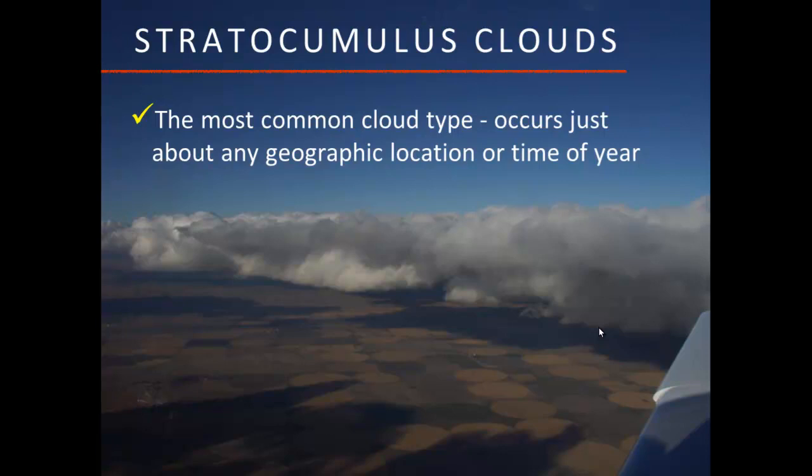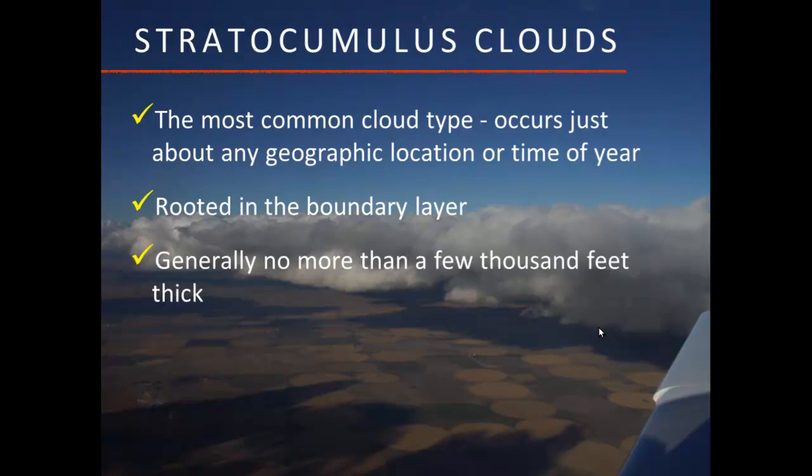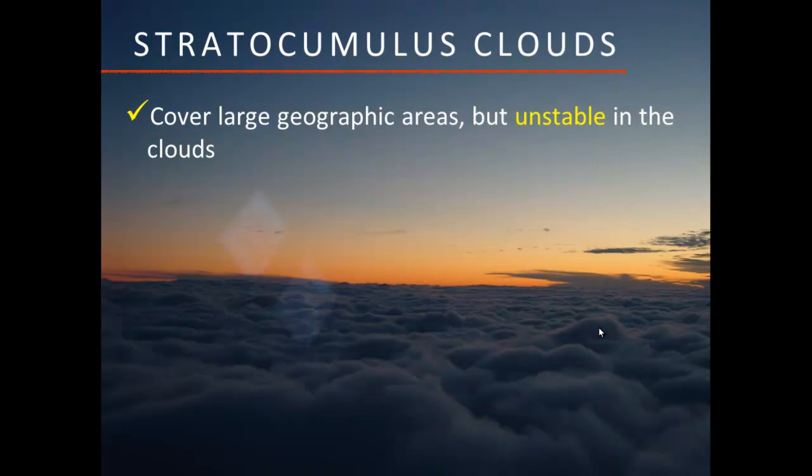Now, the most common cloud type that occurs is likely stratocumulus clouds, and they can occur anywhere in the world or any time of the year, essentially. They're rooted in the boundary layer. It means that they are there because they're close to the surface of the Earth. You have moisture and you have heating of the day that causes those stratocumulus clouds to occur. They're generally no more than a few thousand feet thick, maybe 500 feet, maybe 3,000 or 4,000 feet, but usually not more than that. And they cover large geographic areas.